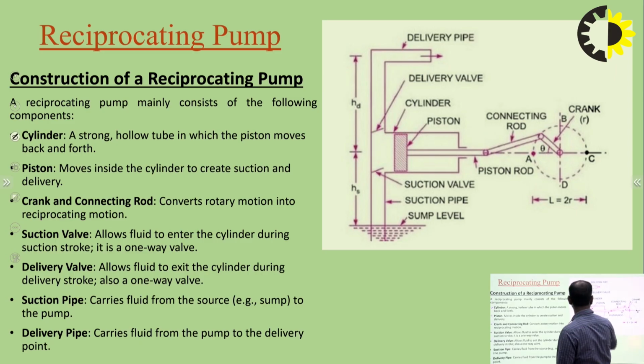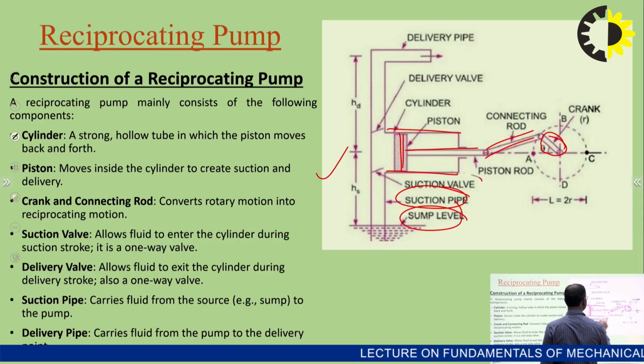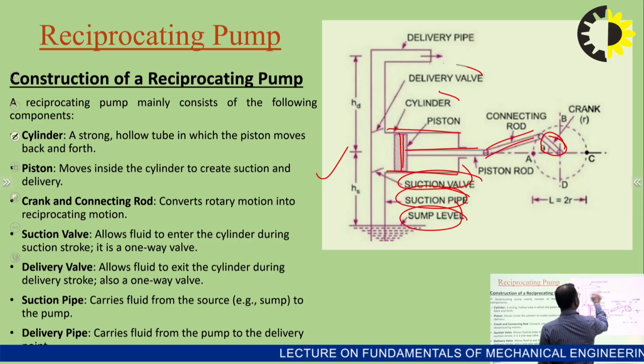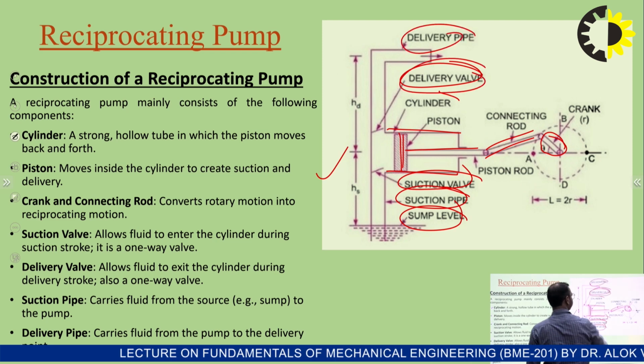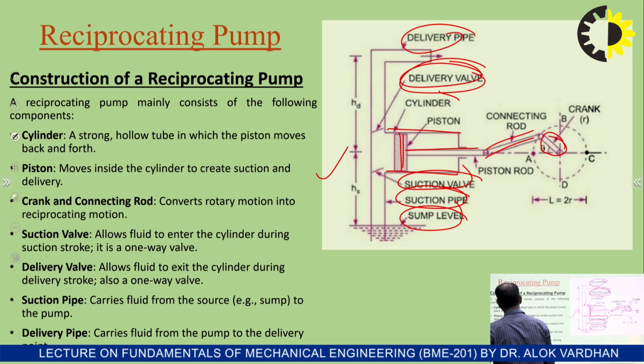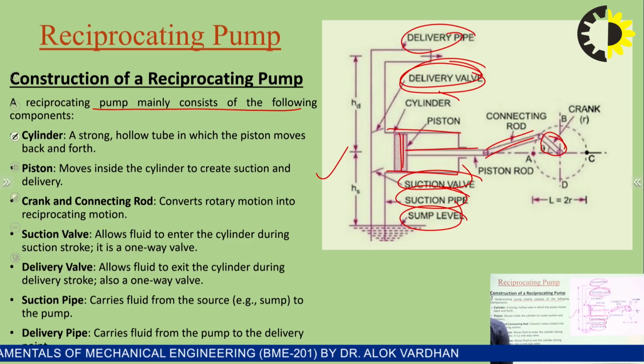So this is the schematic representation of reciprocating pump. This is cylinder, this is piston, this is connecting rod, this is crank, this is suction pipe, sump level, suction valve, this is delivery pipe and delivery valve. So a reciprocating pump mainly consists of the following components.